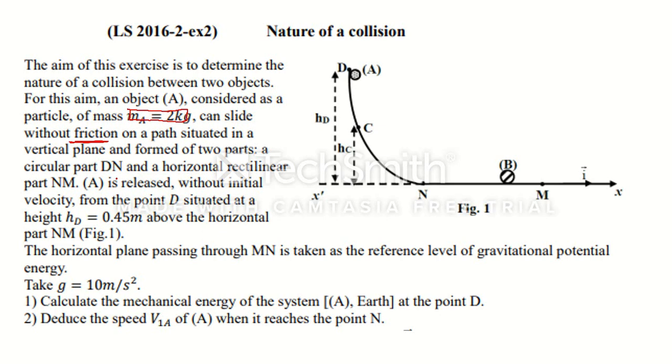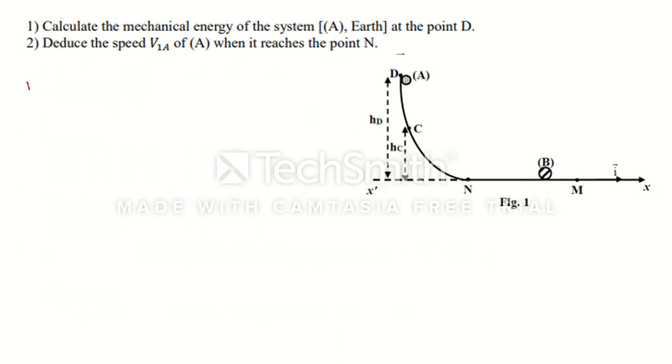DN and NM. A is released without initial velocity, so this means Vd is equal to 0, and you have the height d, which is equal to 0.45. And here they are saying that this will be the reference, so the horizontal is passing through MN. Now the first question is: calculate the mechanical energy of the system at the point D. So we'll begin with this part.